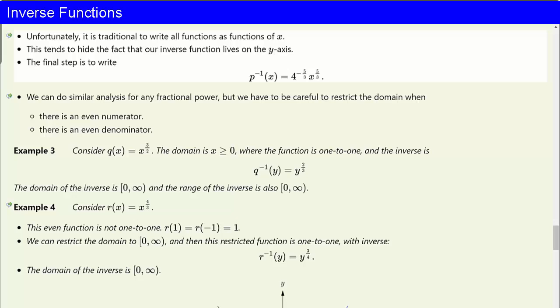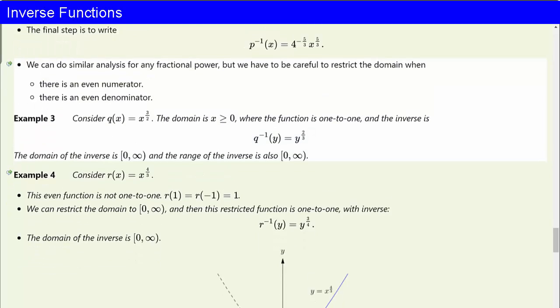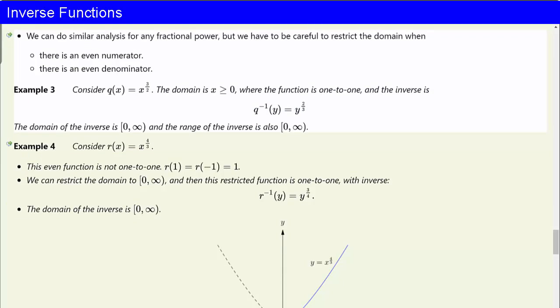We can do a similar analysis for any fractional power, but we do have to be careful to restrict the domain if the function involves an even numerator or if the denominator is even. Some quick examples without much detail. Consider q of x equal x to the 3/2 power. Then the domain must be x greater than or equal to 0.